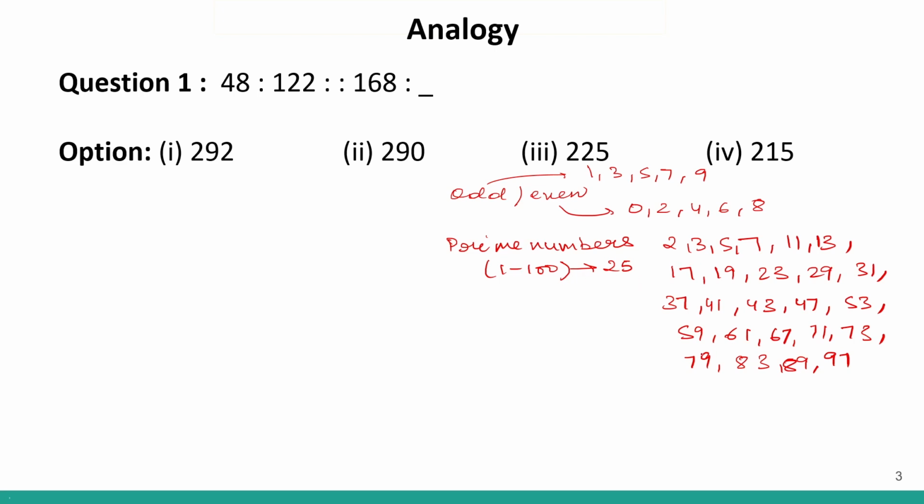Okay, 25 prime numbers. Then you should know the squares of at least 1 to 30. Correct? And you should know the cubes of at least 1 to 20. This much information I recommend for you to remember. So let us start solving with question number 1.